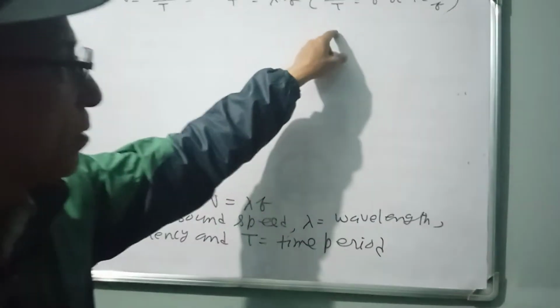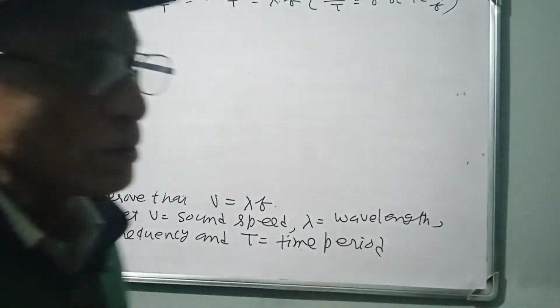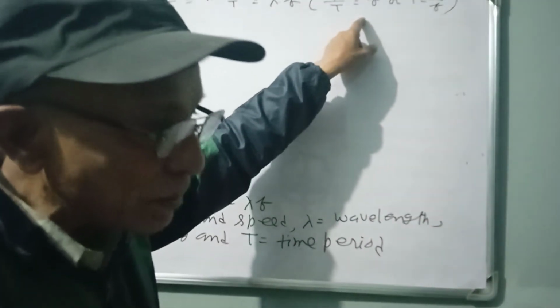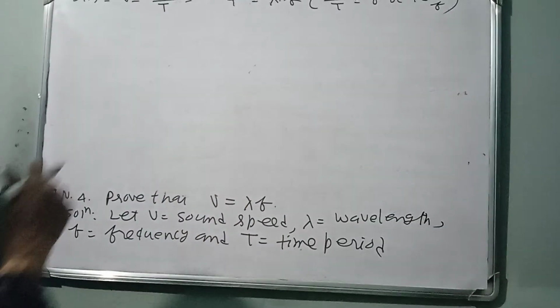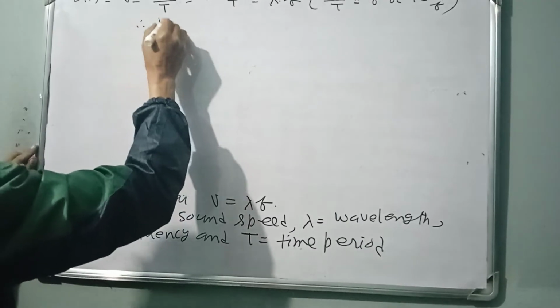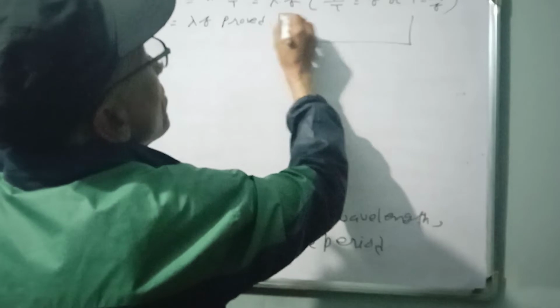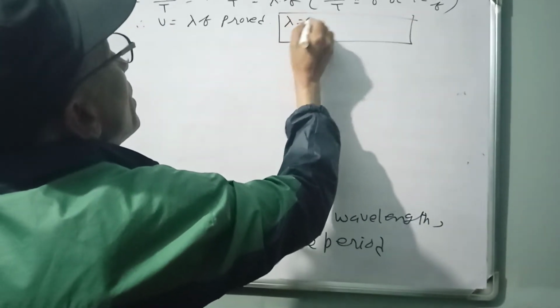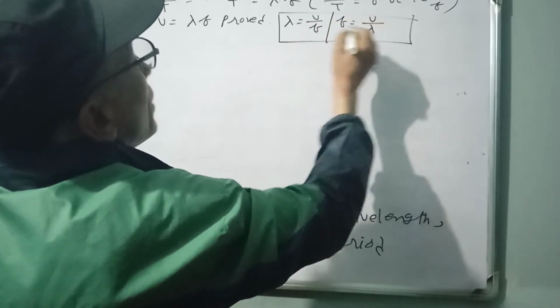In 1 second, it makes F vibrations. And 1 by time period is frequency. Frequency is the number of complete vibrations made by the body in 1 second. Lambda F. Therefore, V equals lambda F. Proved. If you know speed equals lambda into F, in the same way you can derive lambda equals V by F and F equals V by lambda. Just derive it.